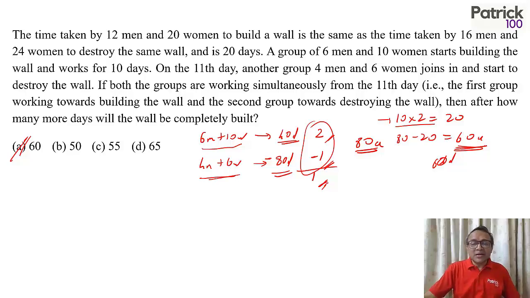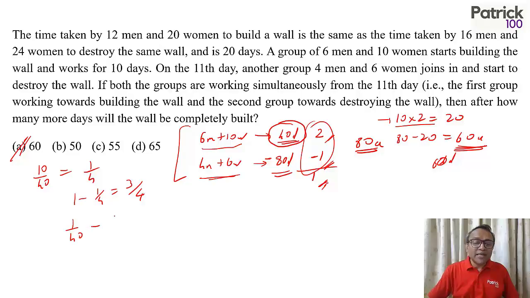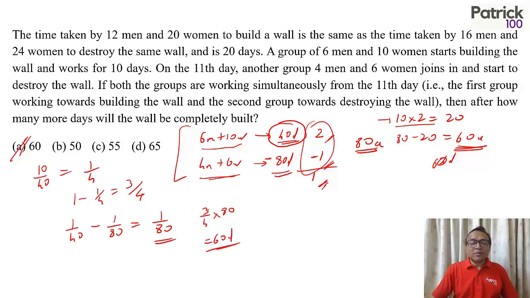The second way is, you take the first one completing the work in 40 days. So in the first 10 days, they will do 10 upon 40 work, or 1 by 4 work. So the remaining work is 1 minus 1 by 4, which is 3 by 4 work left. Now when these two people work together, it becomes 1 by 40 minus 1 by 80, which becomes 1 by 80, so it takes 80 days to complete the work. So 3/4 of the work will take 3/4 into 80, which is 60 days. Any method you're comfortable with, you can use.